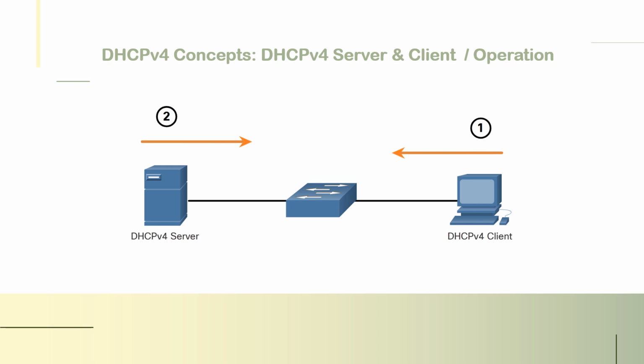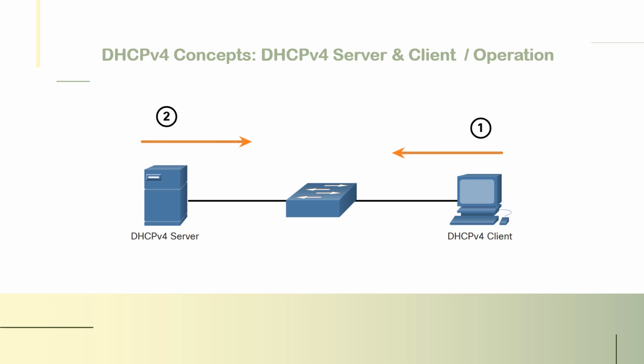The DHCP version 4 lease process begins with the client sending a message requesting the service of a DHCP server. If there is a DHCP version 4 server that receives this message, it will respond with an IPv4 address and possibly other network configuration information. So DHCP version 4 works in a client-server mode.